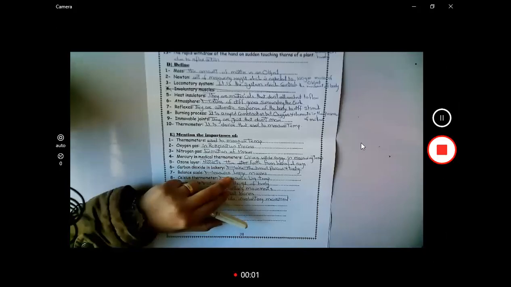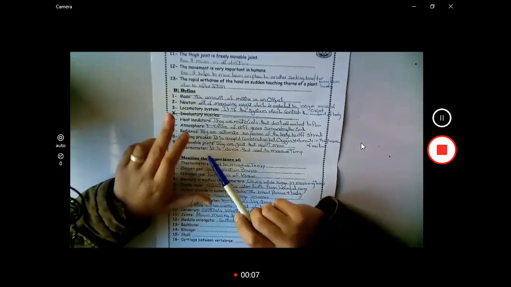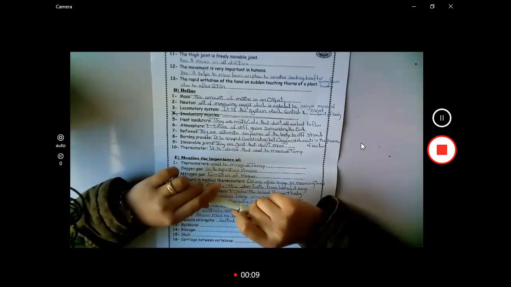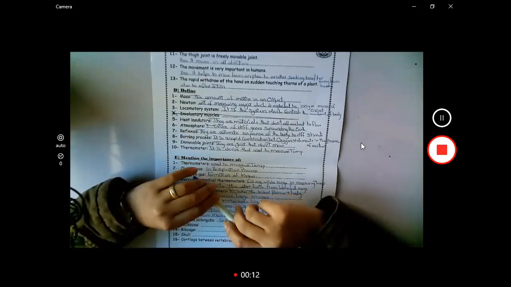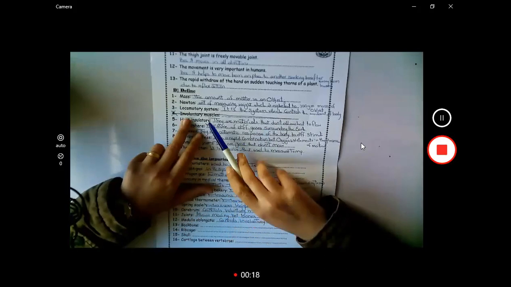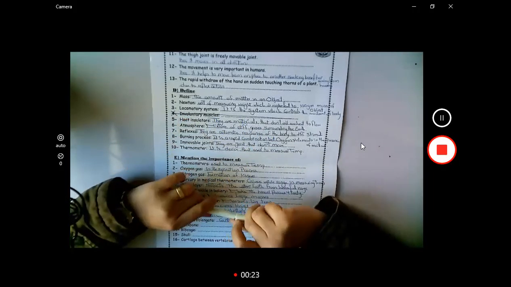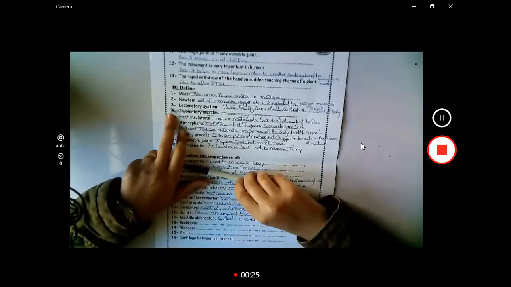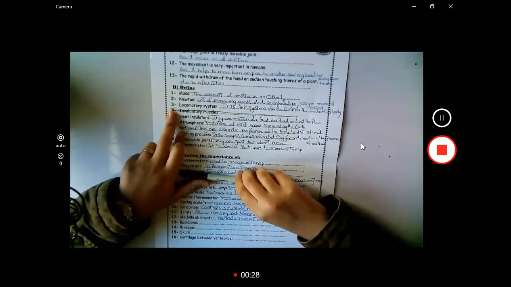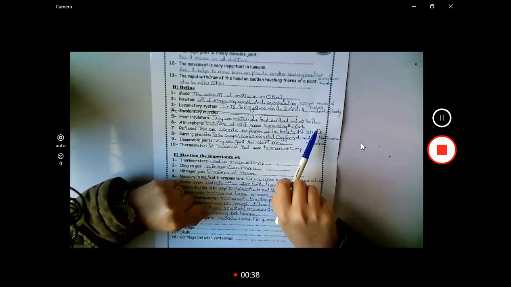Okay, again, I will answer the define. Number 1, mass is the amount of matter in the object. Newton, it is unit of measuring weight, which is equivalent to 100 gram mass of the object. Locomotory system, it is the system which controls the movement of the body. Question number 4, involuntary muscle, cross it. Question number 5, heat insulators, يعني ايه? They are materials that don't allow heat to flow through.